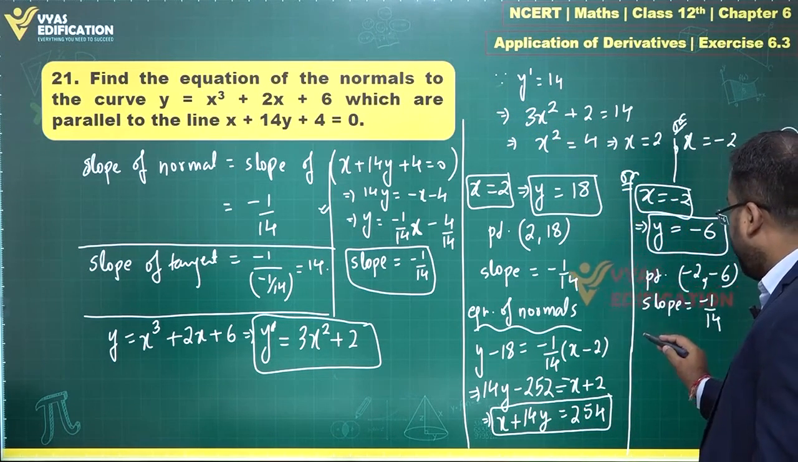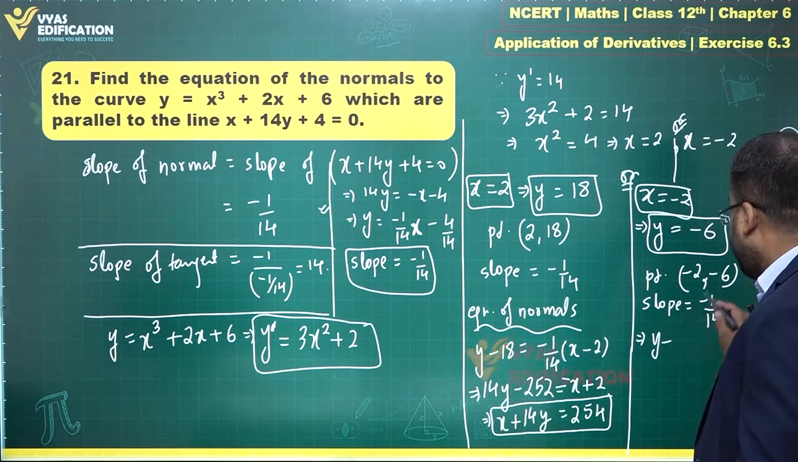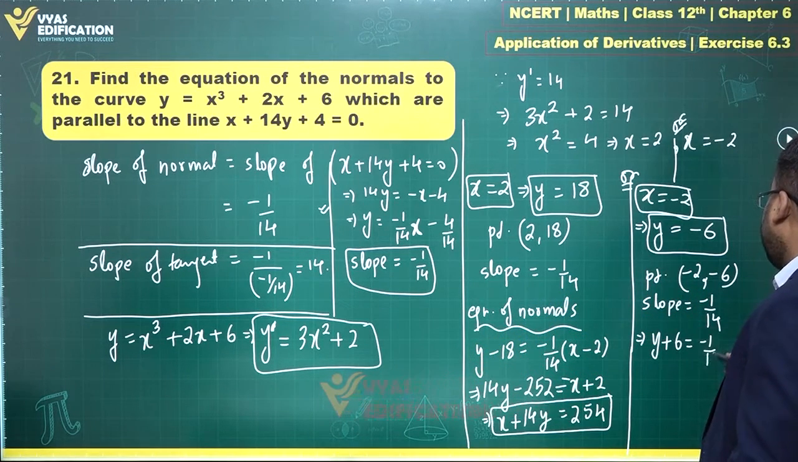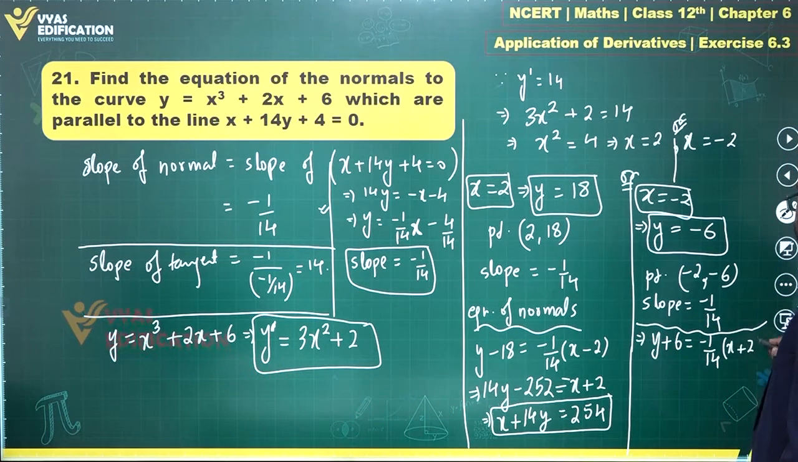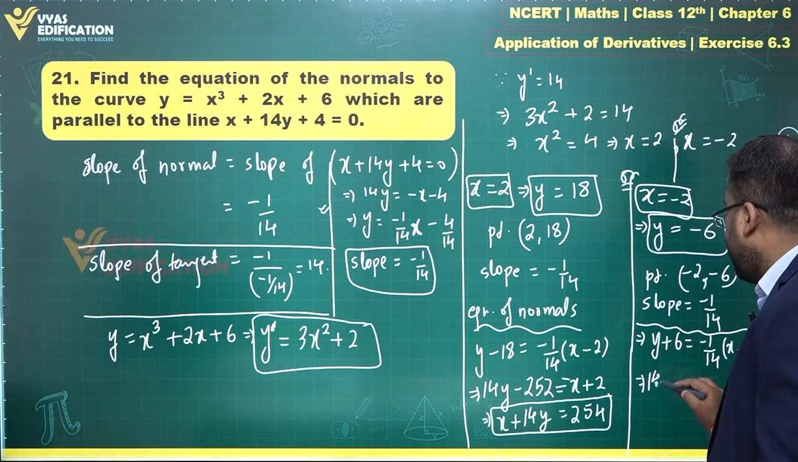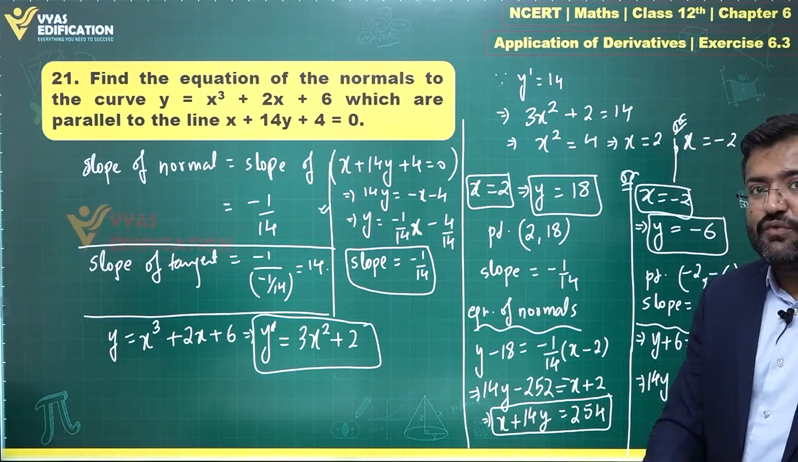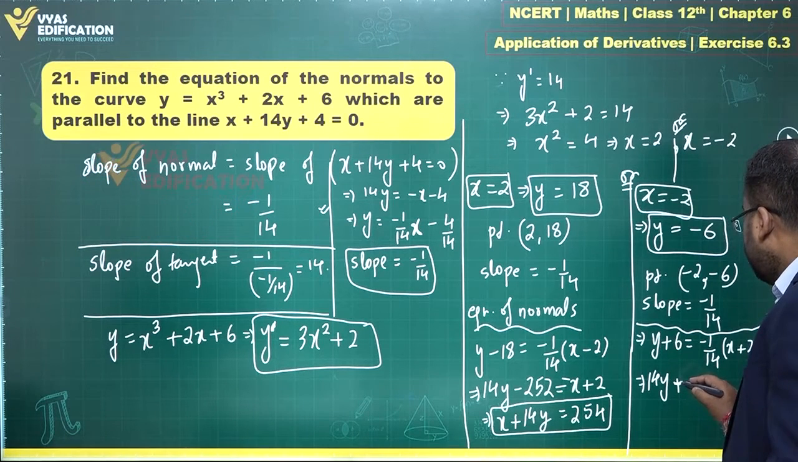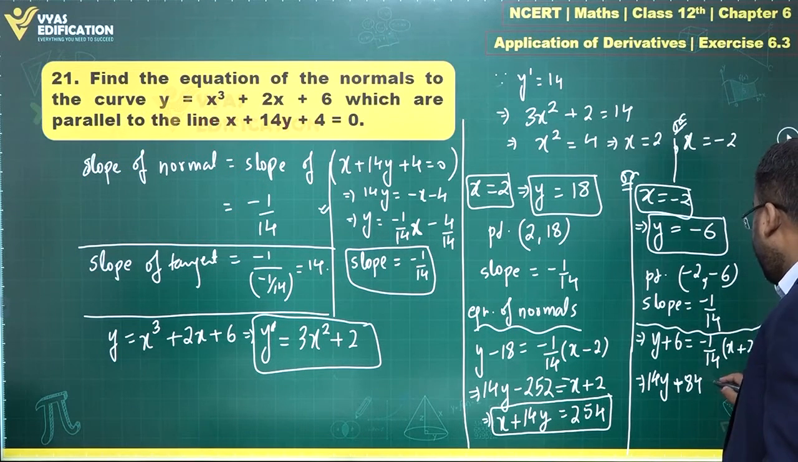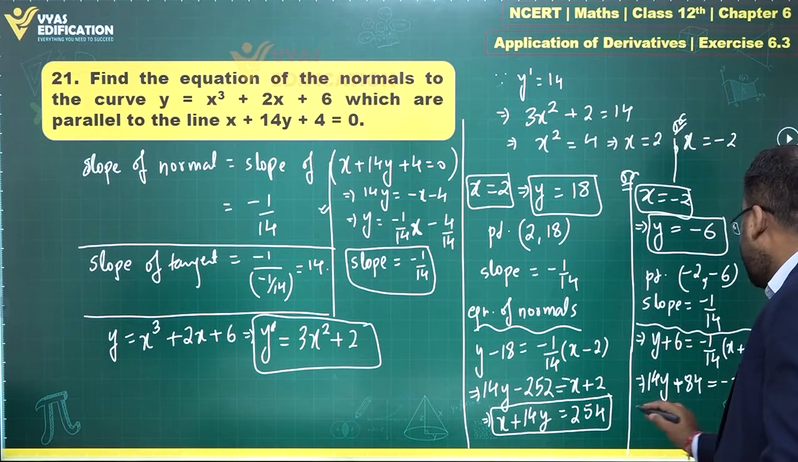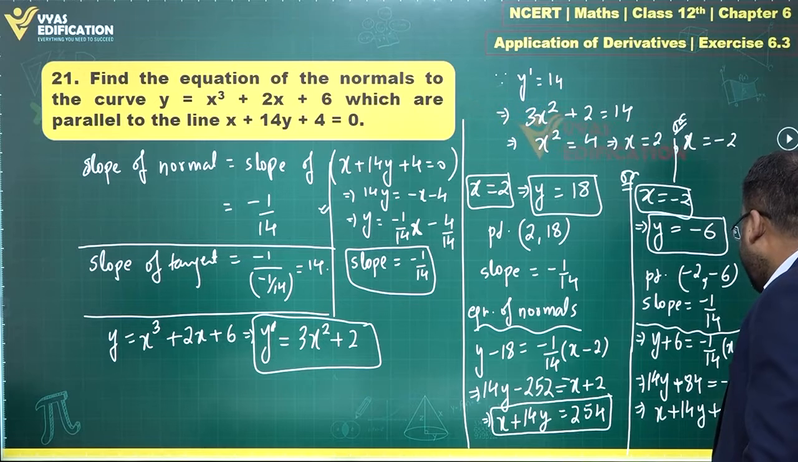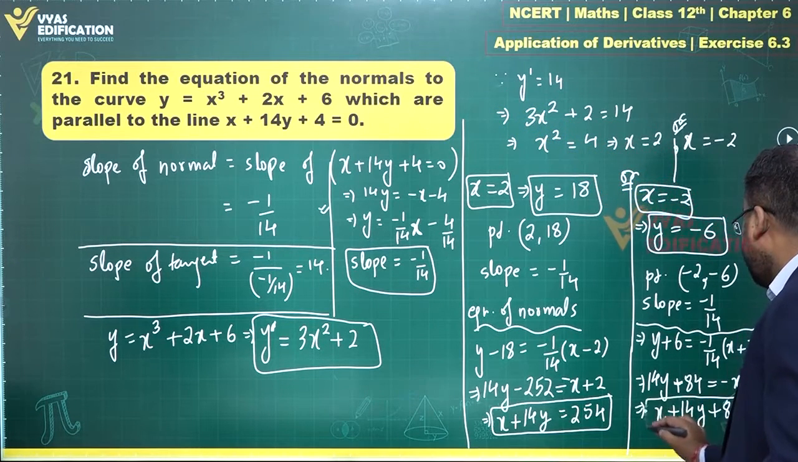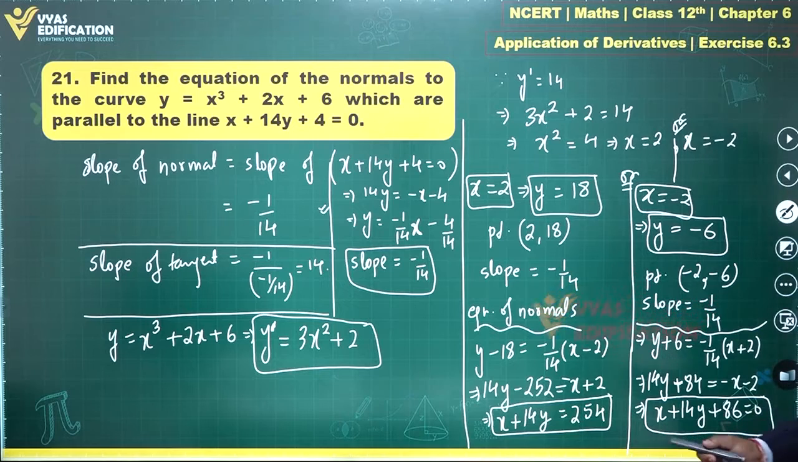The other normal will be obtained with the help of this. This is y minus y1 will become y plus 6 is equal to slope times x minus x1, which will become x plus 2. Let's multiply them together. This is 14y plus 6 times 14. What is that? 84, and mine is equal to minus x minus 2. This will further tell me x plus 14y plus 86 is equal to 0. That's the other normal. As you can see, the complete solution is behind me over here.